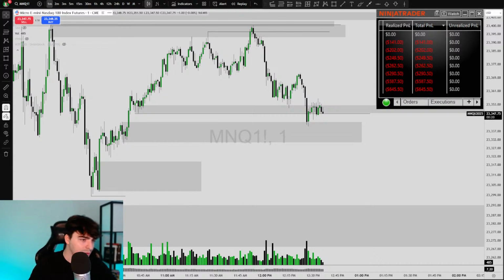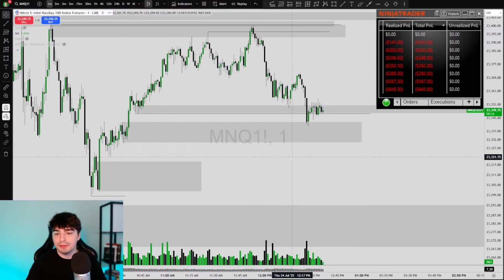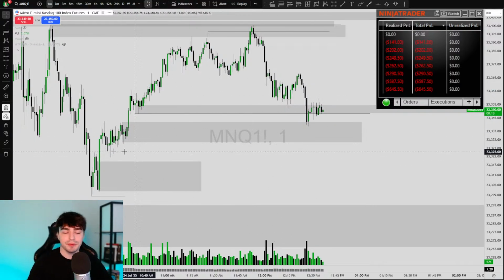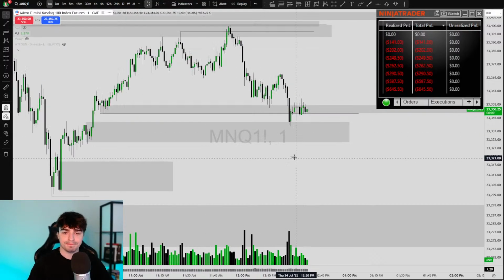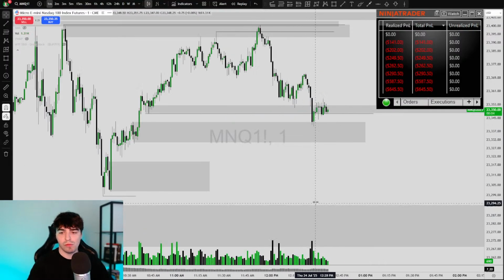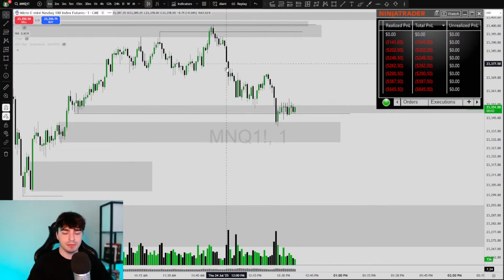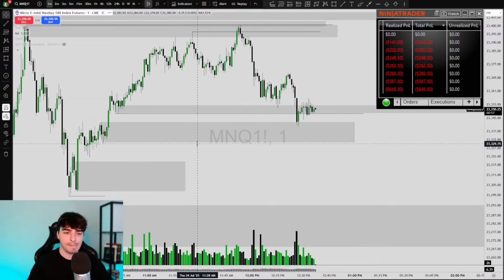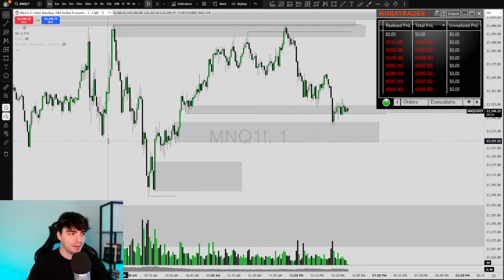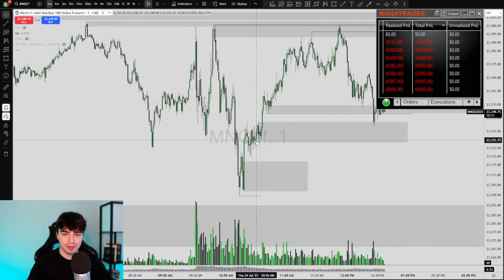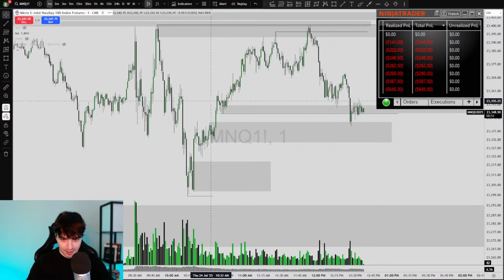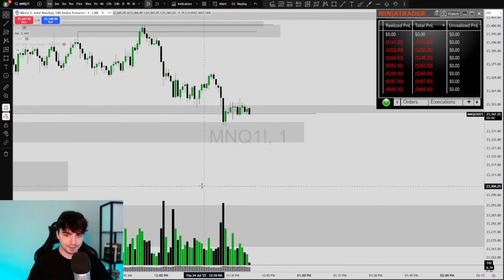But let's see if we can get a move before the end of the day. I'm still willing to trade this, but it's just not moving. It's just not moving. You get a big move, barcode. Big move, barcode. Big move, barcode.